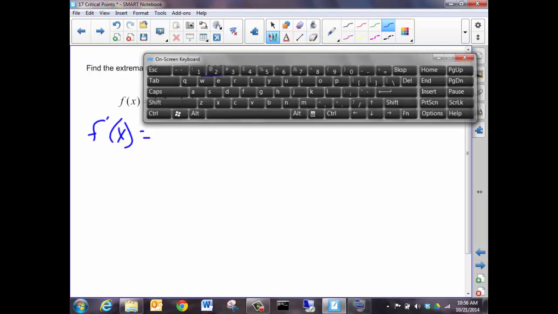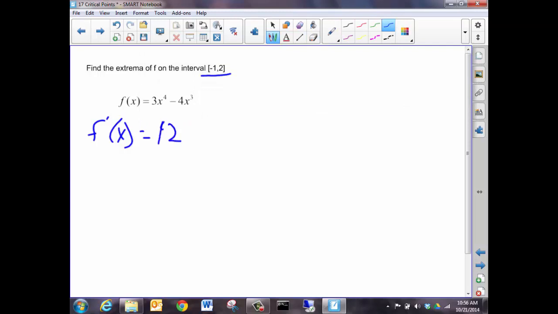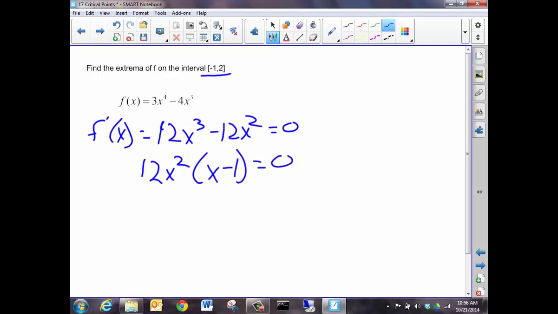Let's try this again. We're going to take the derivative. It becomes 12x cubed minus 12x squared. What do we do now? Find the derivative, set it equal to 0. So I'm going to take out a 12x squared, and I'm going to get x minus 1 equals 0 in there, okay? So when is the derivative equal 0? And the multiplicity of 2 doesn't have to be stated.